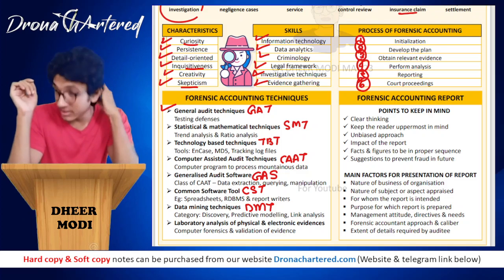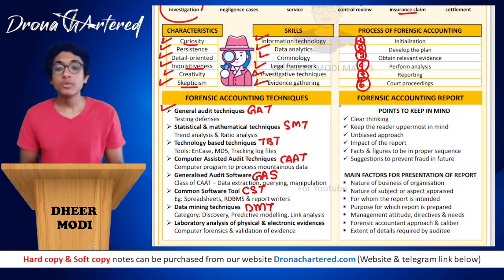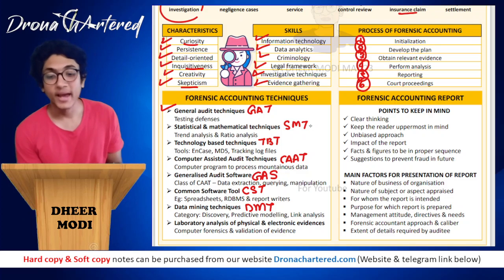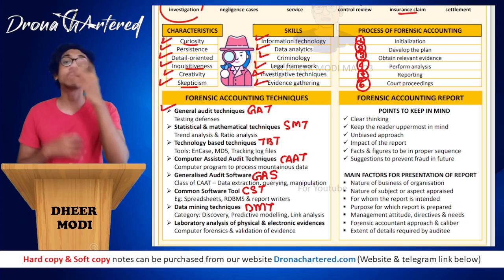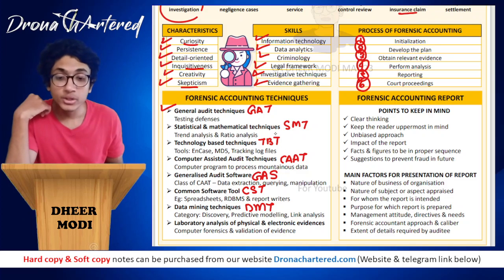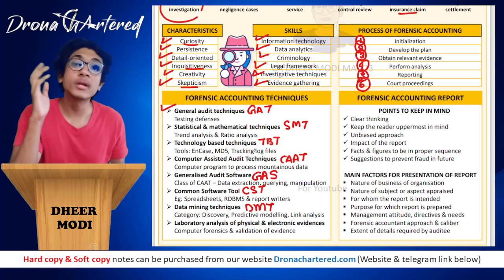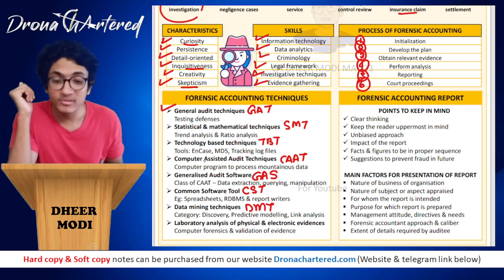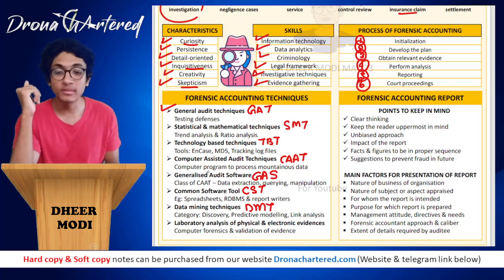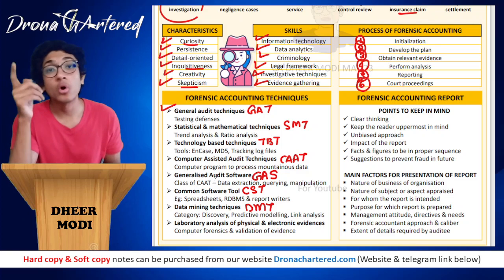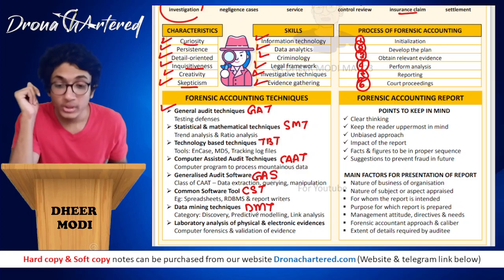When I was studying audit in July 2021. So your general audit techniques, that is your GAT. Then your SMT is your statistical and mathematical techniques. Then your TBT is technology based techniques. CAT is your computer assisted audit techniques. Then you have generalized audit software, that is your GAS. Then you have your CST, that is your common software tool. Then you have your data mining techniques.